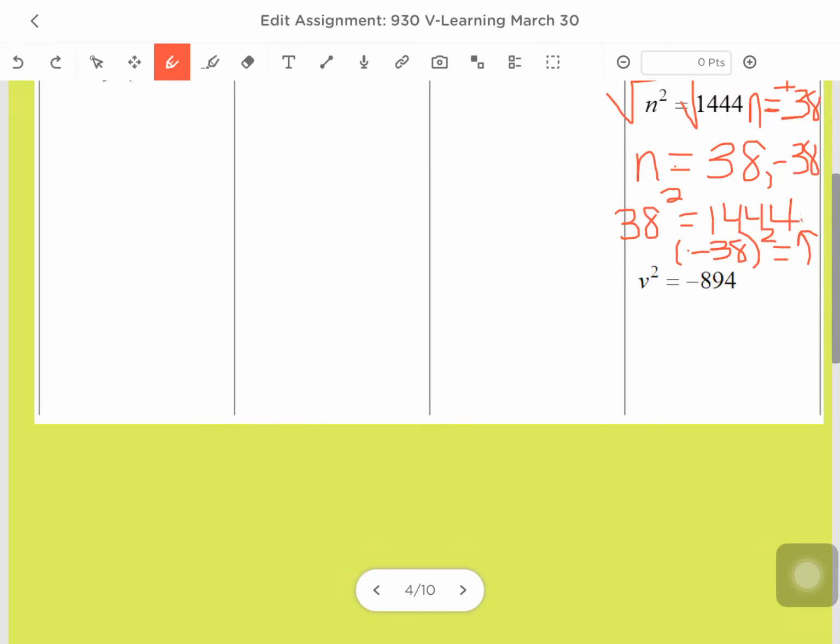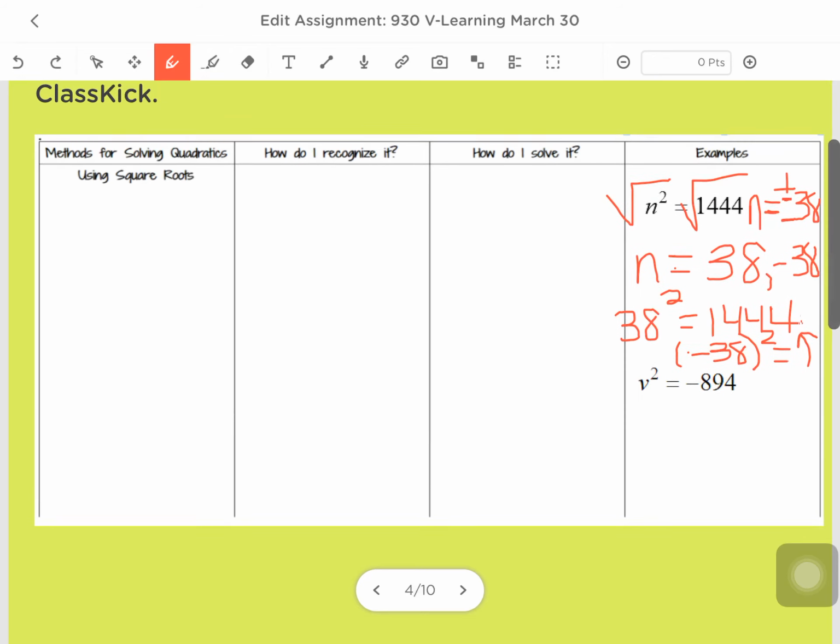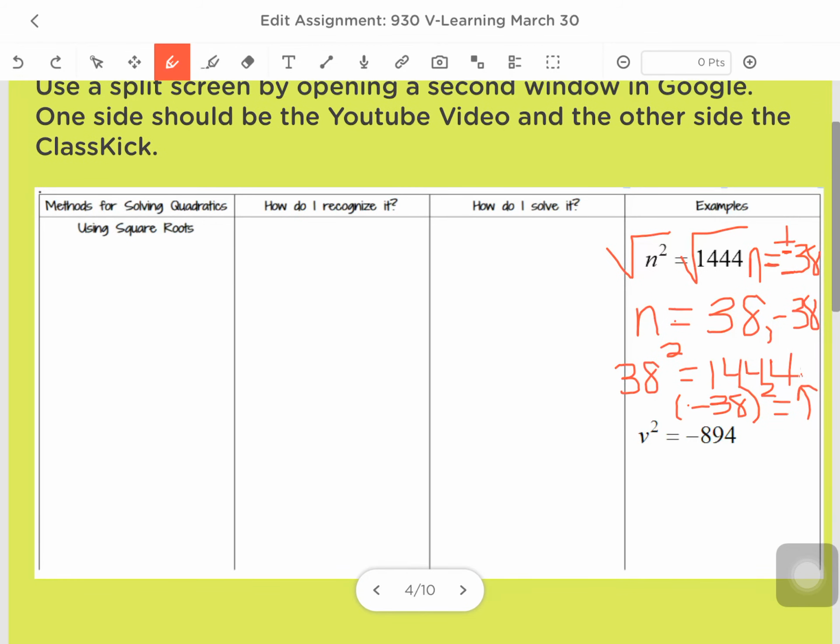So I'm going to write that as a plus or a minus 38. So there's two answers to this. So how do I recognize something that's going to be solved with square roots? Well, you're going to have a y squared or an x squared. You're only going to have that variable in the equation. No x, no y. It has to be something that's squared and only squared.